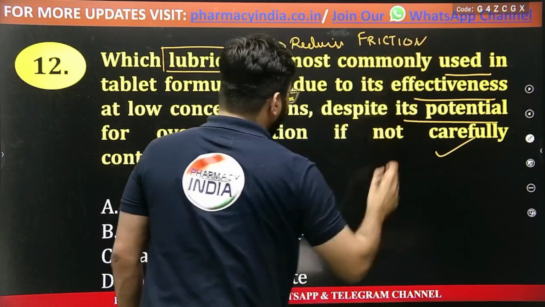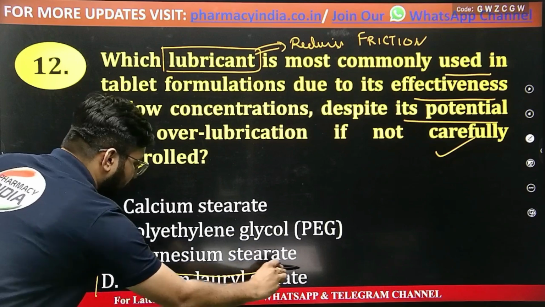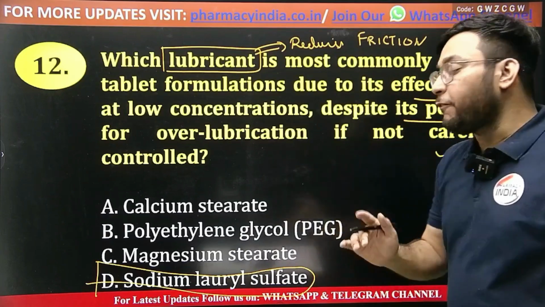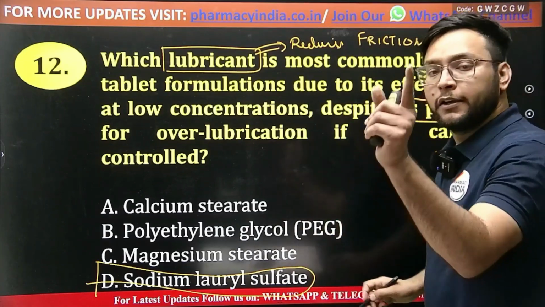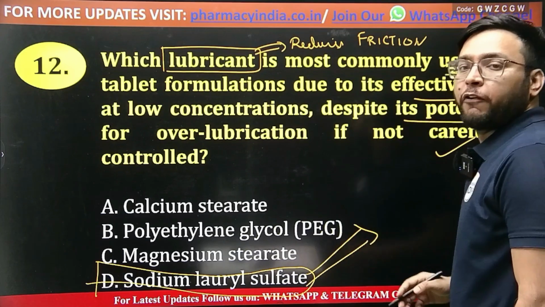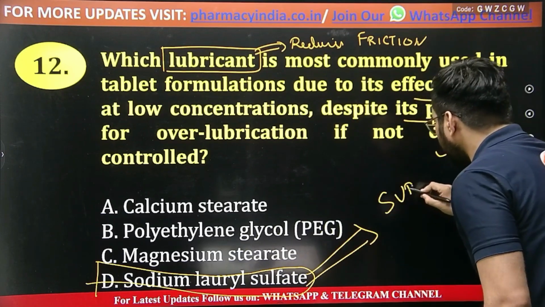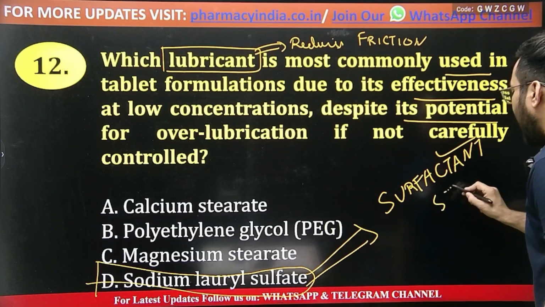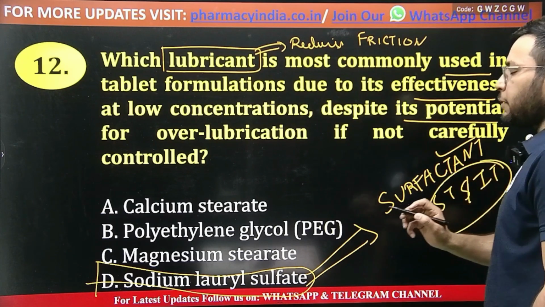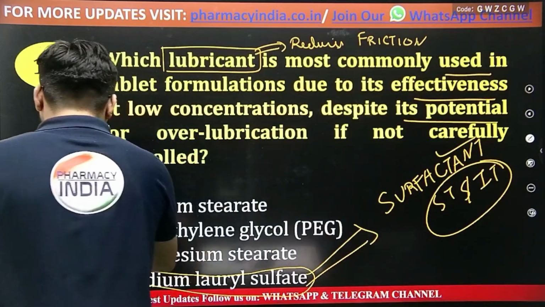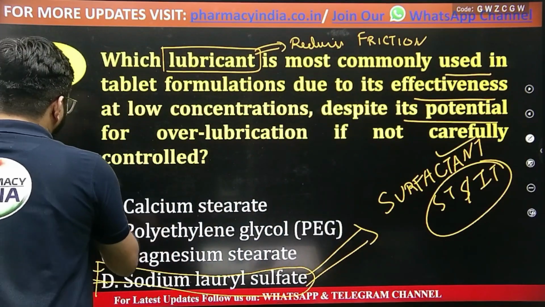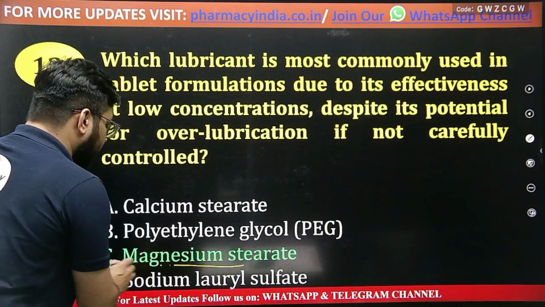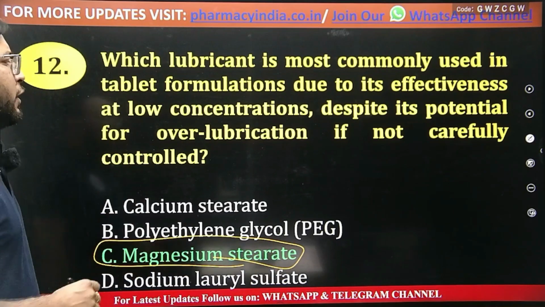Now there is a single word, that is sodium lauryl sulfate. Sodium lauryl sulfate acts as a surfactant. A question may be asked from this point, so please write it down. Sodium lauryl sulfate is a surfactant, and surfactant means which reduces the surface tension and interfacial tension. One more point about SLS: sodium lauryl sulfate has an HLB value of about 40, near 40. So the correct answer is magnesium stearate, the lubricant which reduces friction.